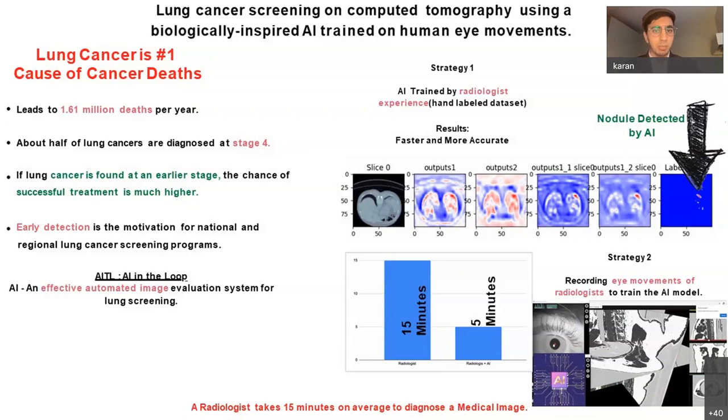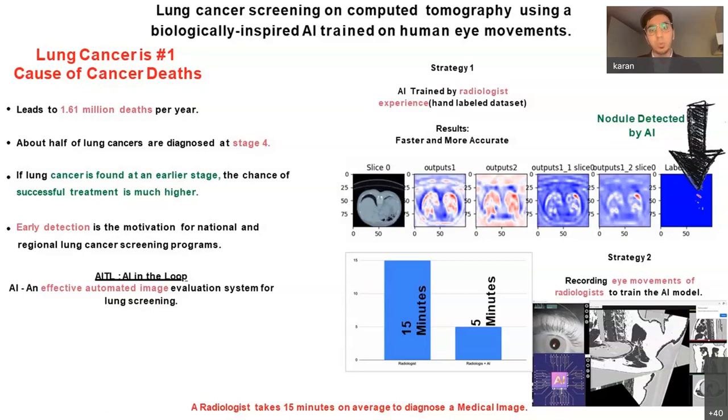So our machine learning based model is actually more accurate than a single radiologist, because we are feeding the knowledge of more than 100 radiologists to our machine learning based model. And the average time our radiologists take to diagnose one CT scan is 15 minutes. So in a day, he just scans around 20 to 30 medical images. But now with our AI, this time has reduced to 5 minutes, because our AI is telling the radiologist where to look. So it's actually aiding the radiologist.